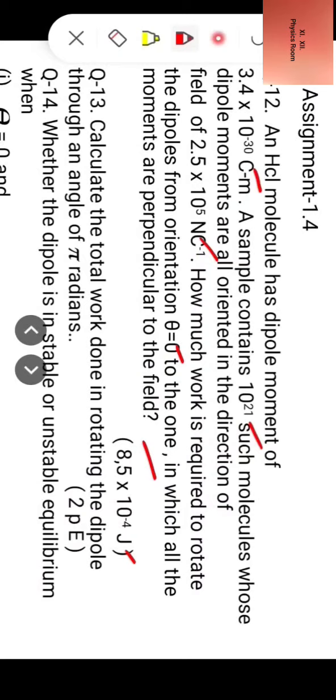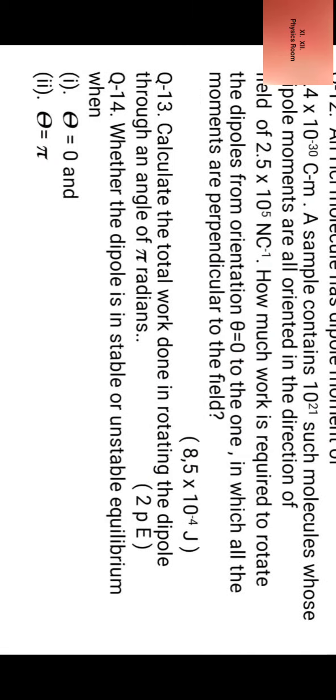Now question number 13. Calculate the total work done in rotating the dipole through an angle of π radians. The total work done will be equal to 2pE, twice pE. Question number 14. Whether the dipole is in stable or unstable equilibrium when, number 1, θ equal to 0 and, number 2, θ equal to π. So you answer these questions on the basis of the text that you have learnt.